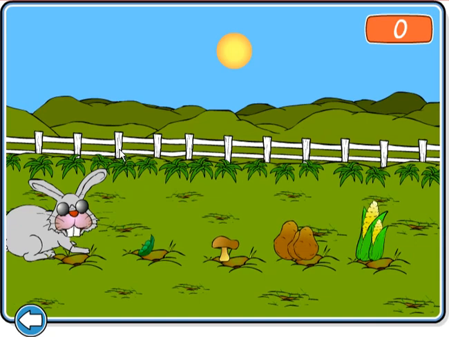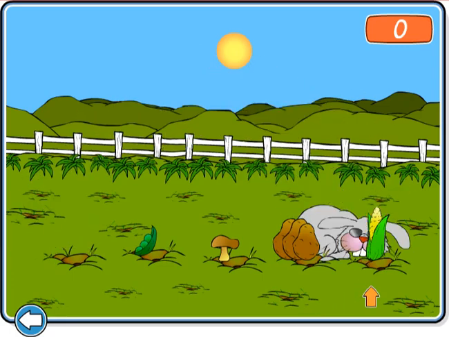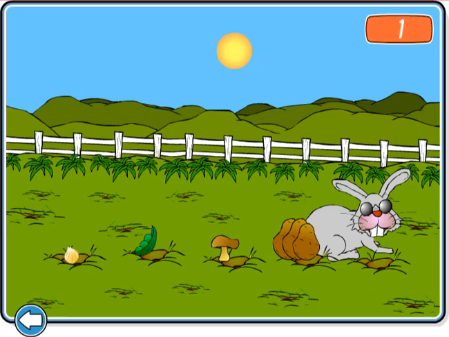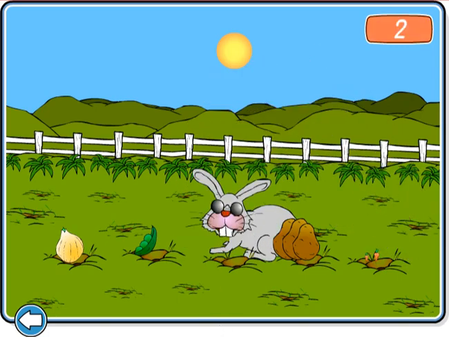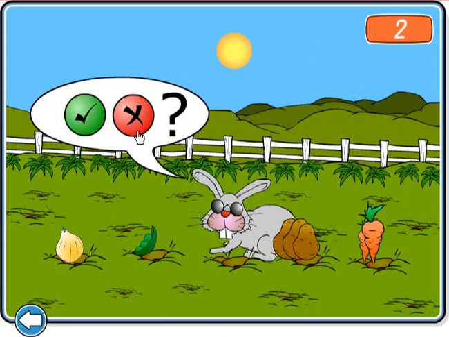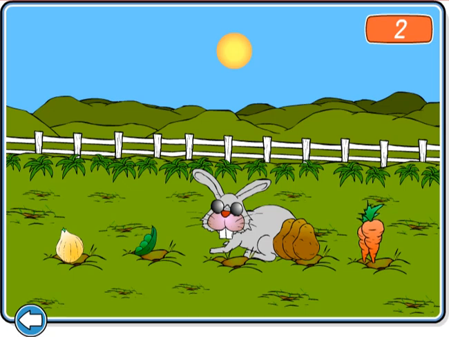Is there any corn? Yes, there is. There are some ears of corn. Are there any mushrooms? Yes, there is. There is 1 mushroom. Are there any mushrooms? No, there are not. There aren't any mushrooms. Are there any carrots? Yes, there are. There are some carrots.